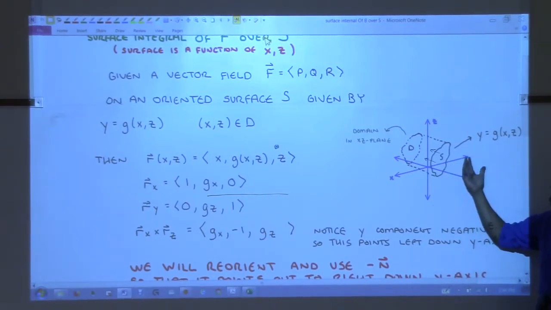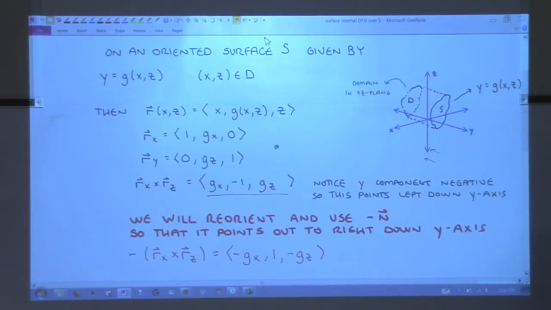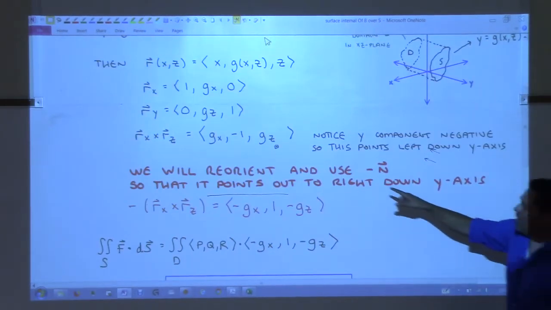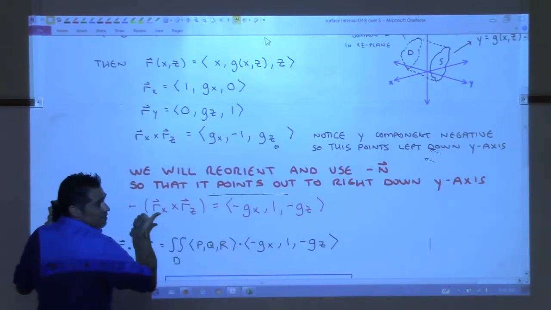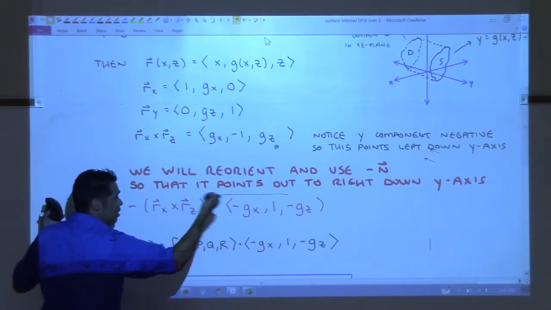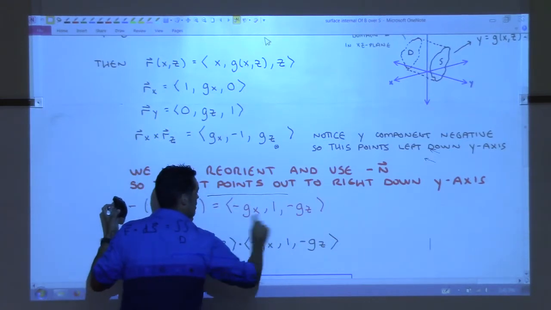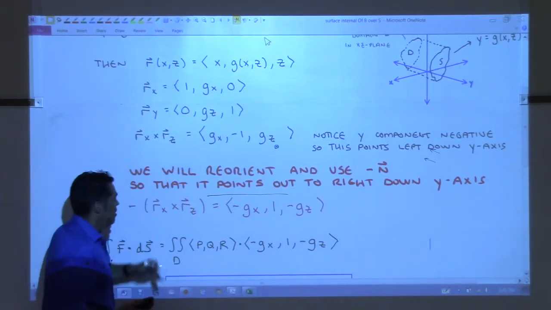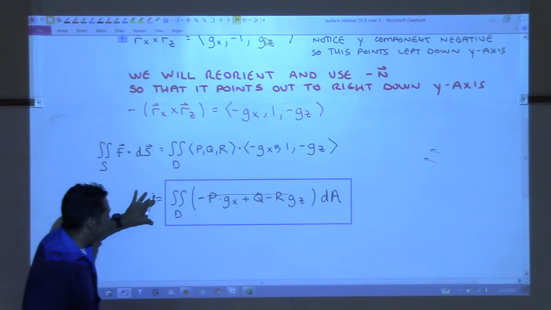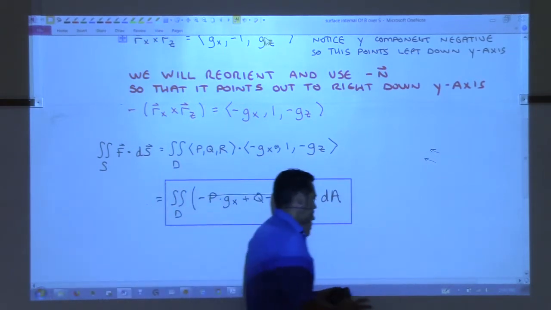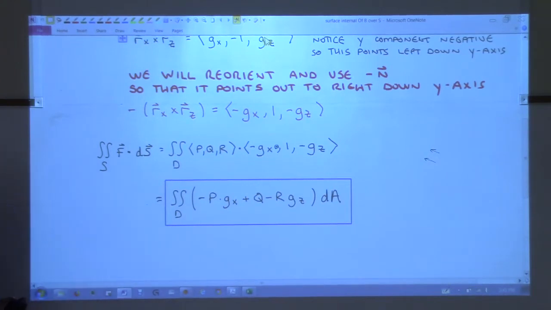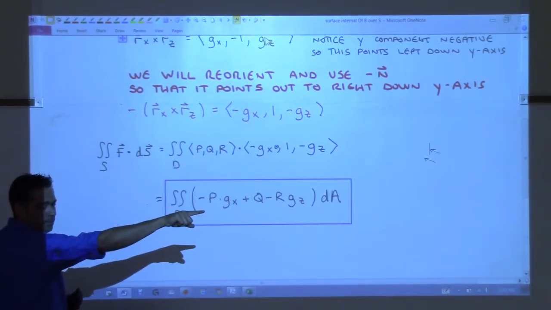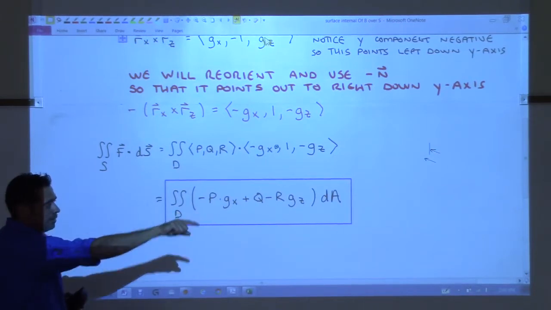So I am going to change this, and I'm going to multiply it by -1 to make it point down the positive y-axis. And so in our formula, we're going to use this. We dot it with the field, and we get this master formula right here. This is the formula you will use if y is a function of x and z, and you want your normals pointed out to the right. Got it?